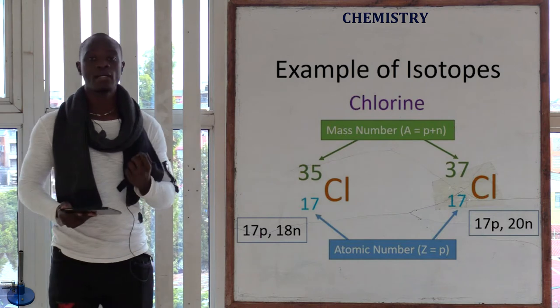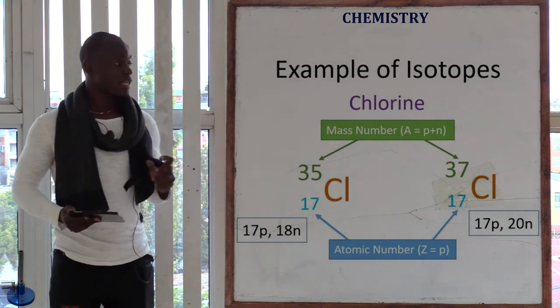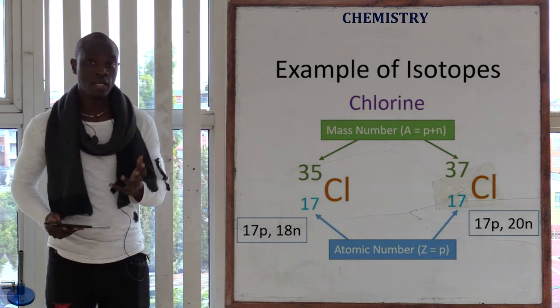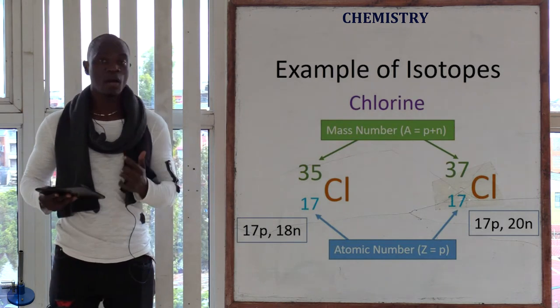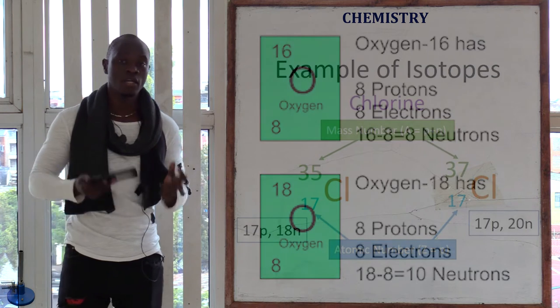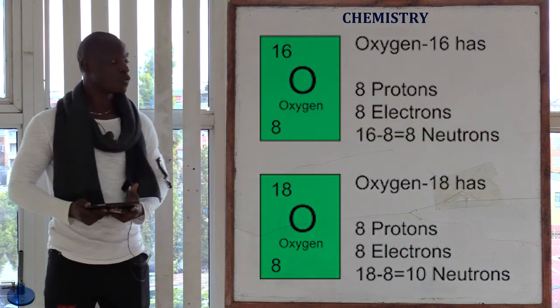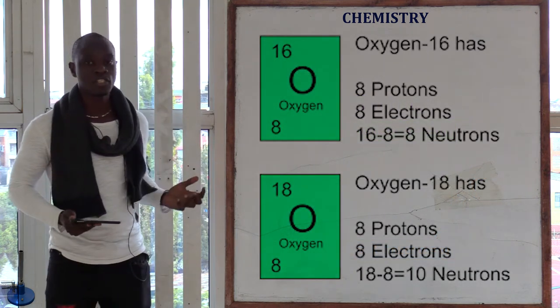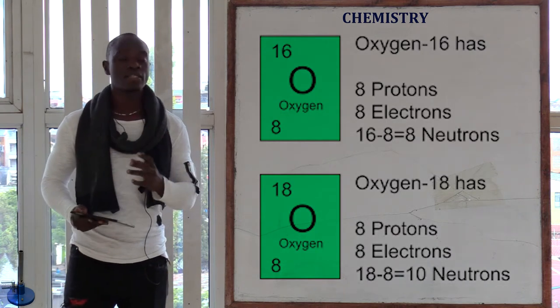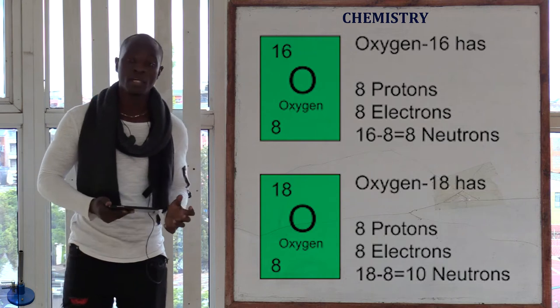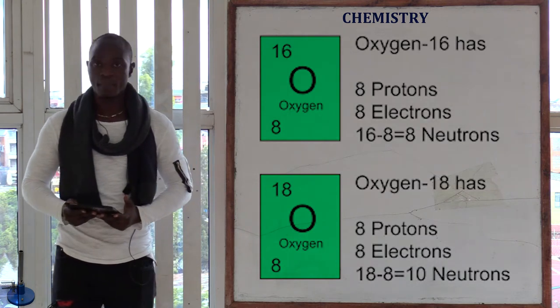We have the chlorine isotopes, and take note, they have the same atomic number but different mass number. So you can say they have the same number of protons but different number of neutrons. So those are isotopes. Also, we have the oxygen isotopes, we have the iron isotopes. Just take note that they must have the same atomic number but different mass numbers.